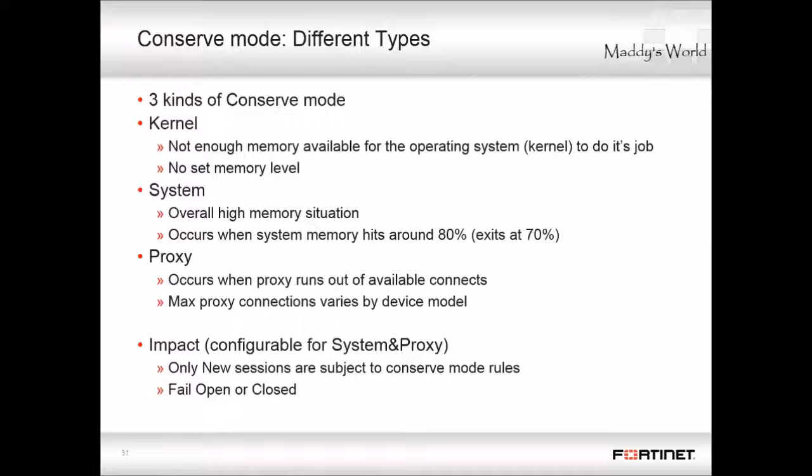System conserve mode indicates an overall lack of resources. This is when the overall memory usage level hits about 80%. Once it's been triggered, the unit will not exit until memory has dropped by 10% to around 70% usage. Proxy conserve is when the transparent UTM proxy runs out of connections. The maximum number of proxy connections varies by models. When it comes to the impact, system and proxy conserve mode have some configuration options that can be adjusted. With kernel conserve, the behavior is set and unconfigurable.